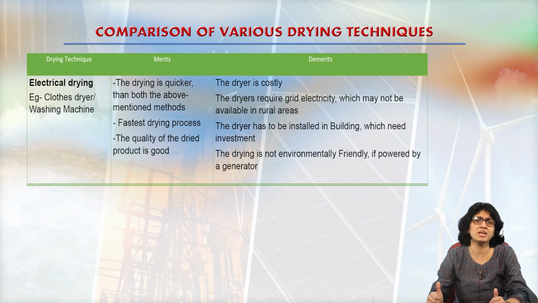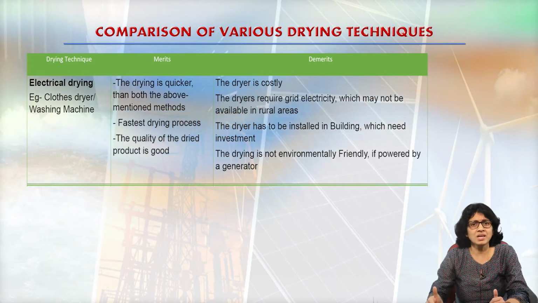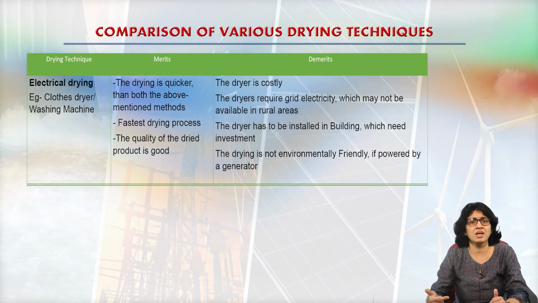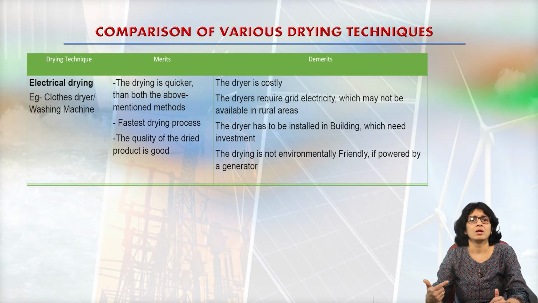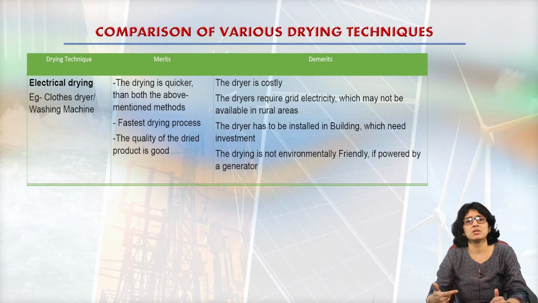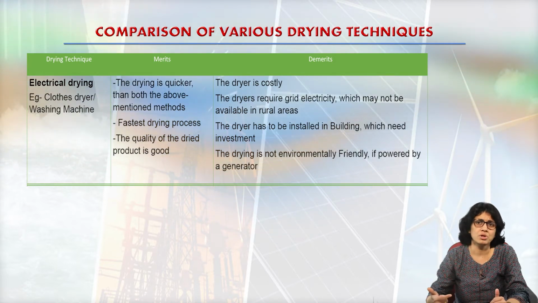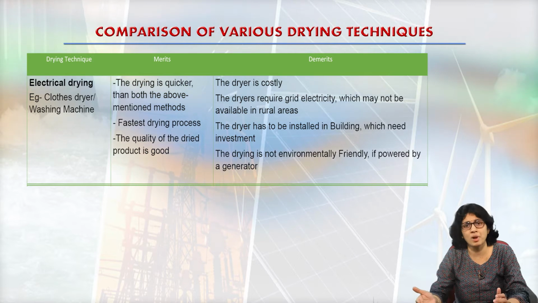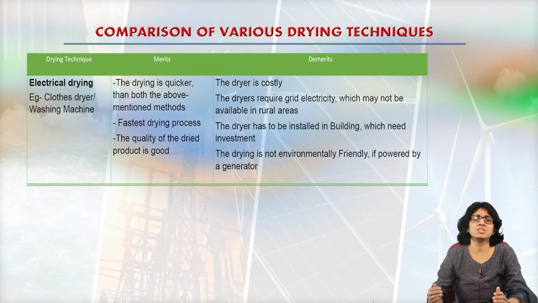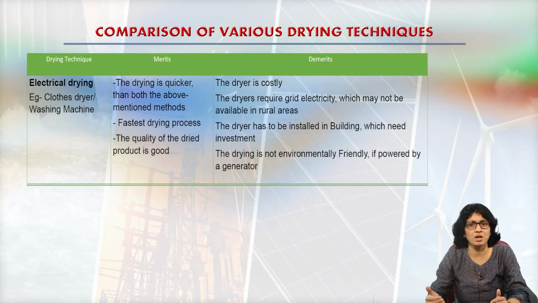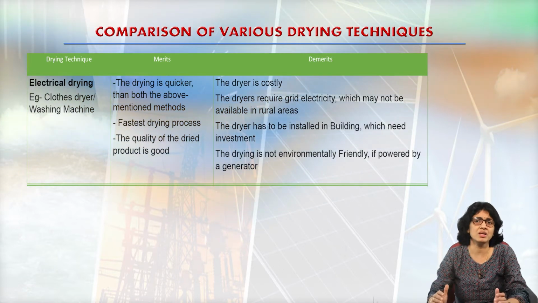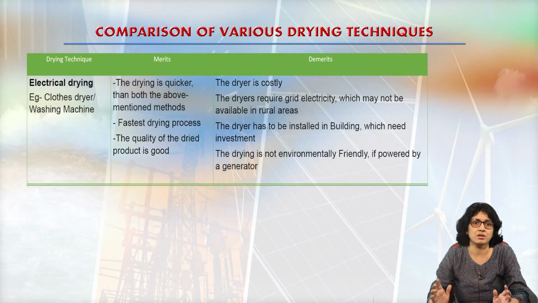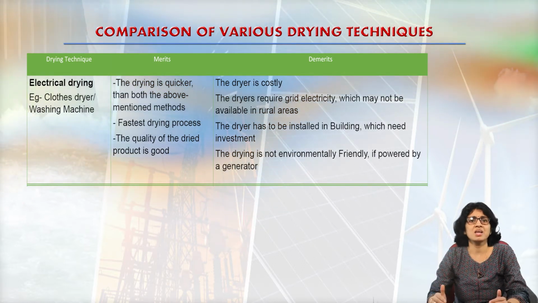The third drying technique is electrical drying. The drying is quicker than the open air drying and fuel wood drying. It is the fastest drying process. The quality of dried product is good. The disadvantages are the dryer is costly, the dryer requires grid electricity which may not be available in rural areas. The dryer has to be installed in building which needs investment. The drying is environment friendly if it is powered by generator. The examples of electrical drying are cloth dryer, washing machine, etc.